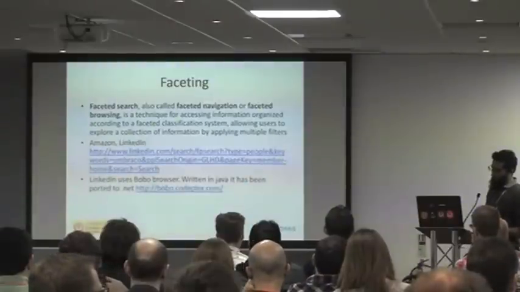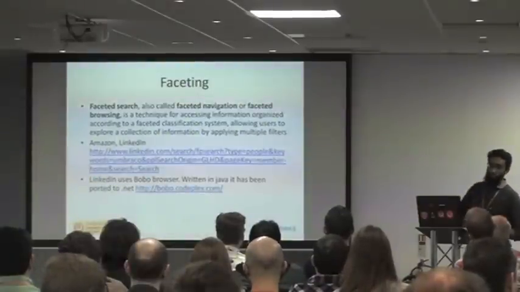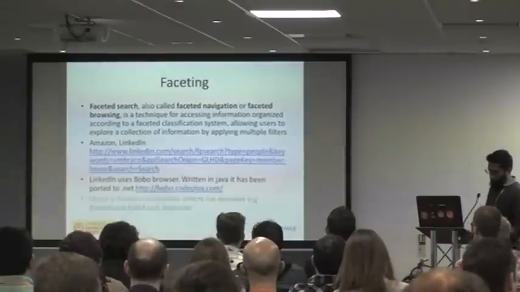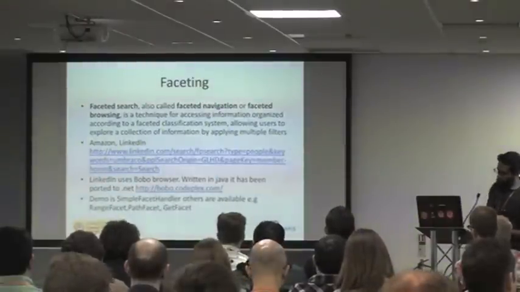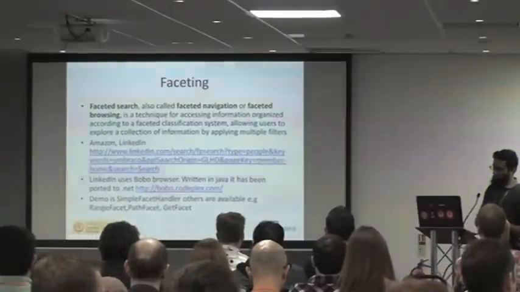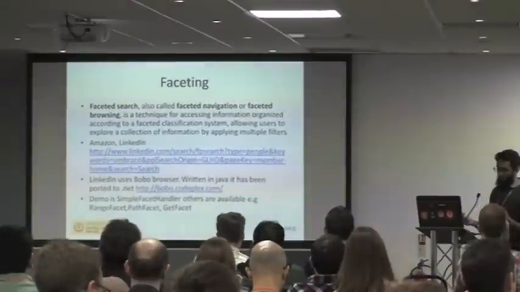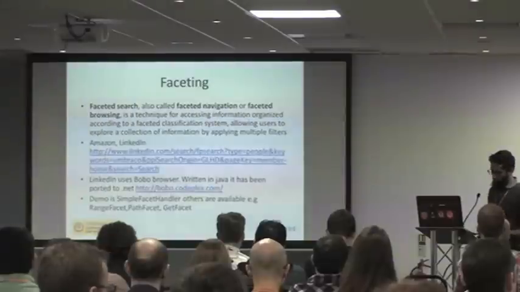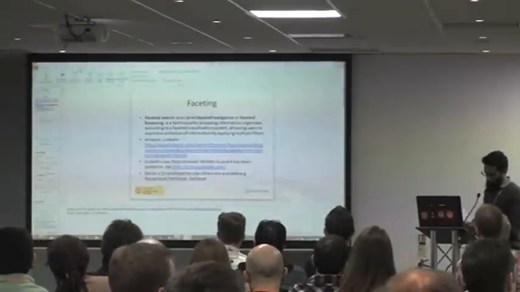So LinkedIn uses one called Bobo Browser, which is written in Java, but it's been ported to .NET, and you can get it on Codeplex. And I'm going to show you a quick demo of using it through a unit test. It's got a simple facet handler, which is just on a keyword, but there's also things like range, handler, path. There's also a geocode one as well. But let me just bring that up.